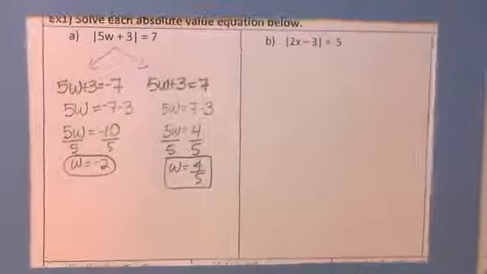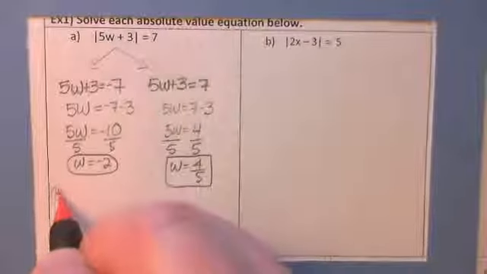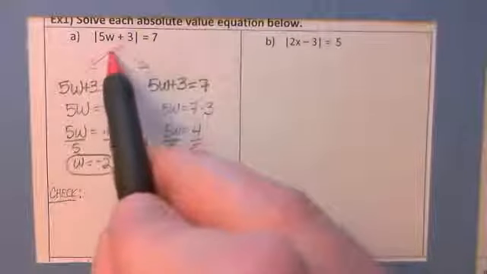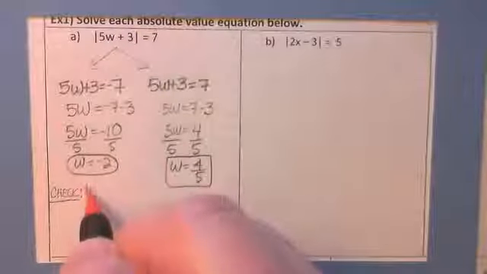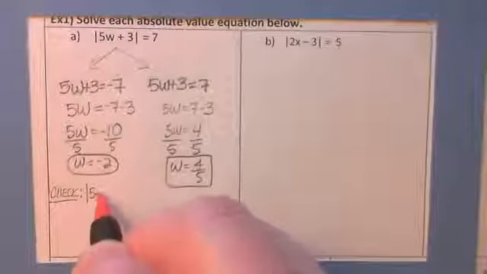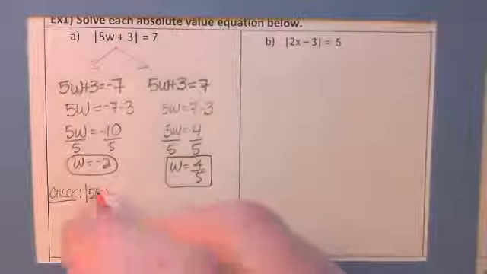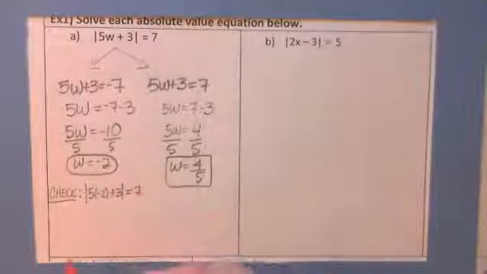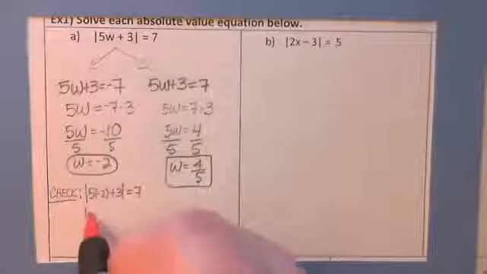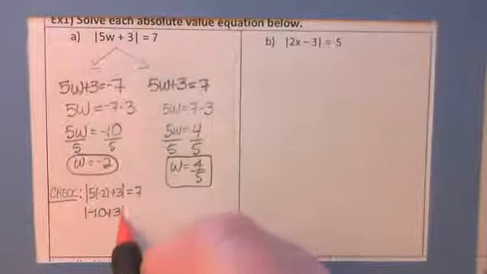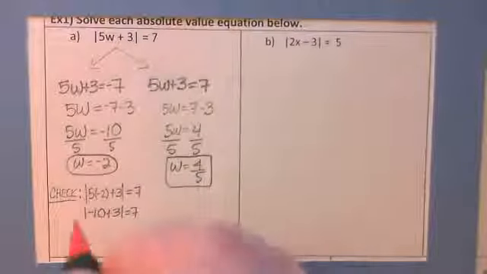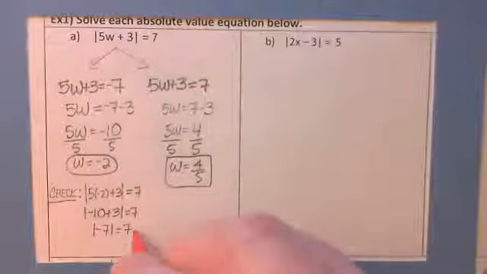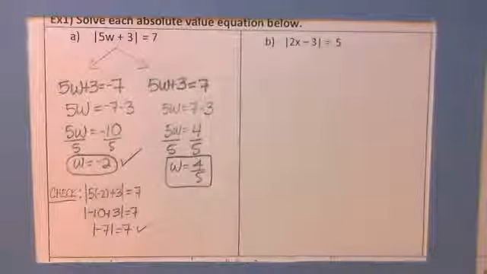So what we're going to do here in the space provided is check our answers. The way we check is we go back to where we split and copy that, but instead of w, we put the value that we're checking. In this case, we're checking negative 2. We plug it in and see if it equals 7. This would be negative 10 plus 3 equals 7, and this would be the absolute value of negative 7 equals 7. Is that true? Yes, it is. So that means negative 2 is part of our answer.